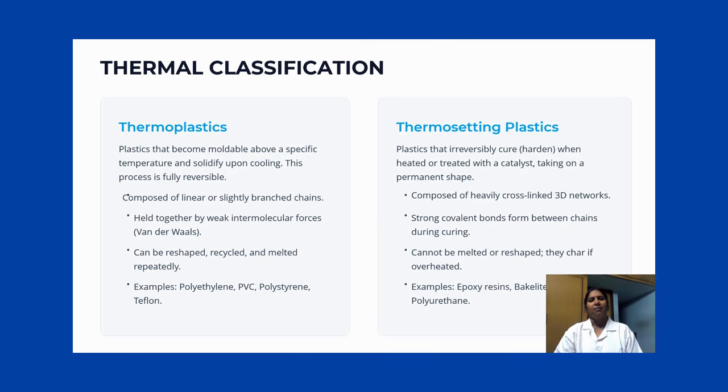Thermosetting plastics are plastics that irreversibly harden when heated or treated with a catalyst, taking on a permanent shape. They are composed of heavily cross-linked 3D networks. They have strong covalent bonds formed between the chains during curing. They cannot be melted or reshaped, even if overheated. Examples are epoxy resins, bakelite and polyurethane.